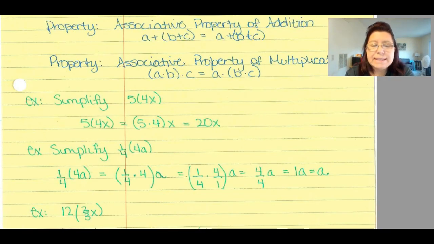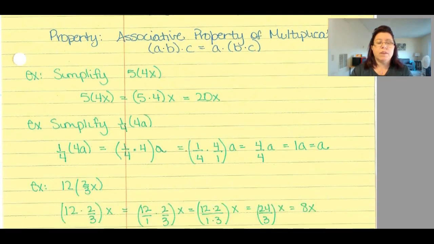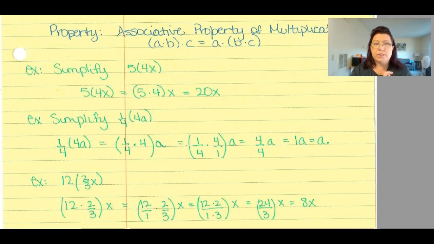There's an implied 1 there. Now, what I would do is take this next example, 12 times 2 thirds x, and pause the video and try and do it yourself according to the associative property. Yes, you can just look at the numbers and multiply the numbers, but according to the rules, you must regroup first. So now it's 12 times 2 thirds, times x. 12 over 1 times 2 over 3, x. 12 times 2 is 24, 1 times 3 is 3, and 24 over 3 is 8, so the result is 8x.